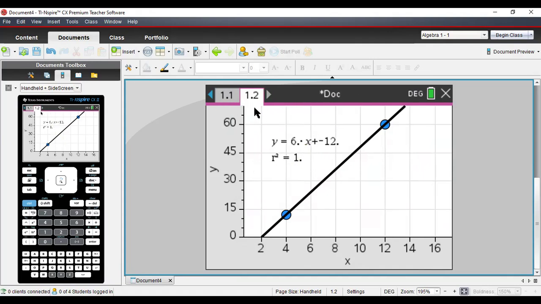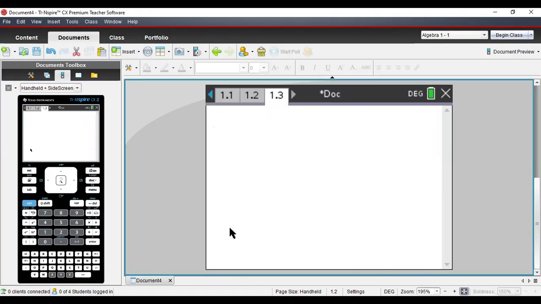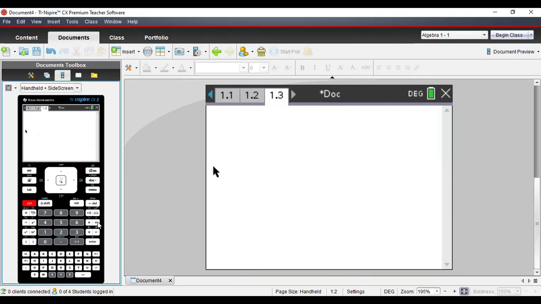Now, I'm going to show you one more way of doing this. This is probably the simplest way. I'm going to go here. And basically all you're going to do is the ratio of the differences of the y's on top and the x's on the bottom.